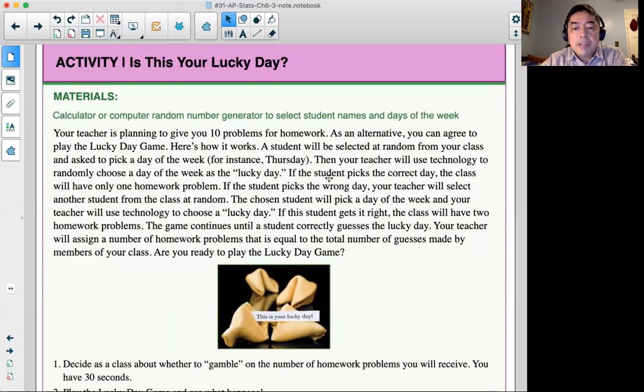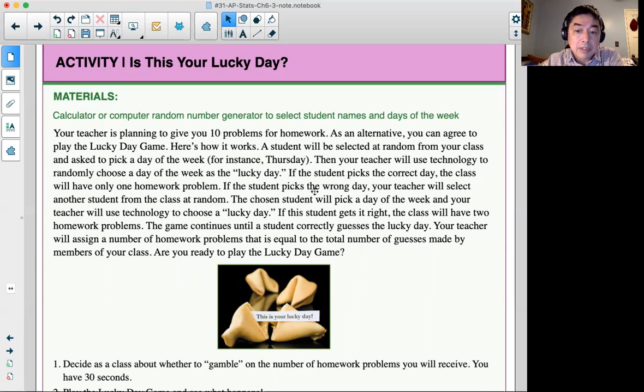If the student picks the correct day, which is, if the student picks Thursday and the computer-generated day matches the teacher's pick, then the class will have only one homework problem.